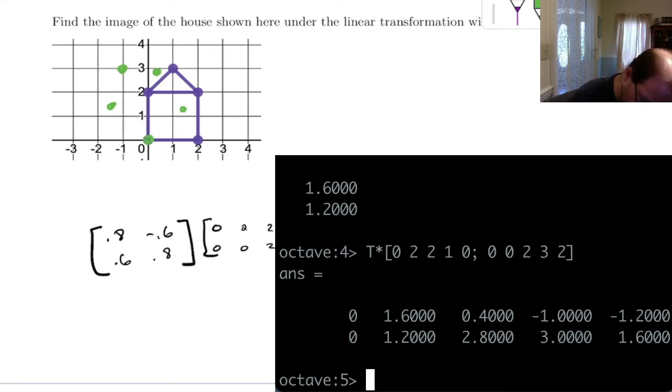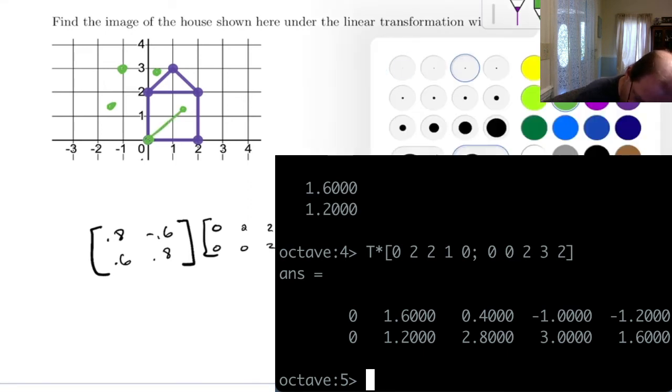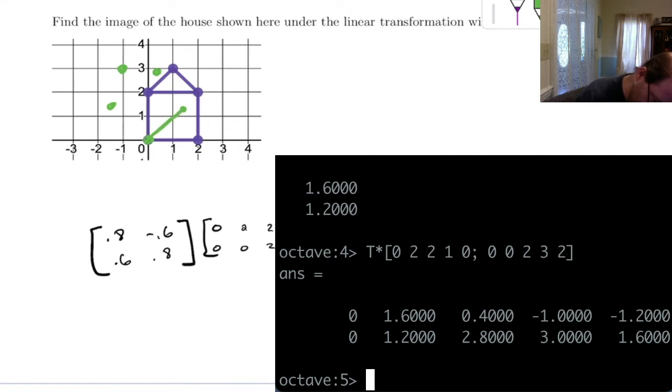And if I connect them together, remember I did them in counterclockwise order. So if I wanted to connect these together, I'd get this. Let me make this a little bigger. I get this, this, this, this, this. And we've also got the line here. So if you notice what this did, this rotated the house counterclockwise a little bit.